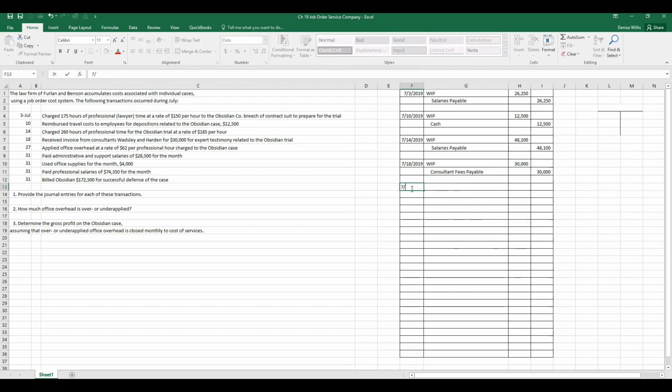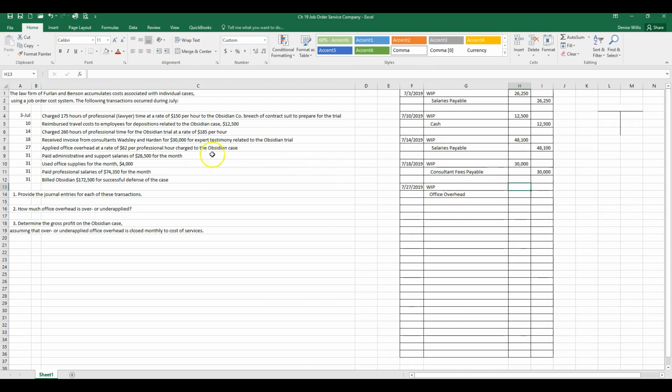Let's go down to the 27th. Okay, we applied office overhead at a rate of $62 per professional hour charged to the case. We're applying overhead, so we're going to debit work in process because we're going to put this overhead amount into it, and we will credit our office overhead. Whenever you're looking at an overhead account, overhead is always going to be credited when it's applied, and actual amounts will be debits into this overhead account.